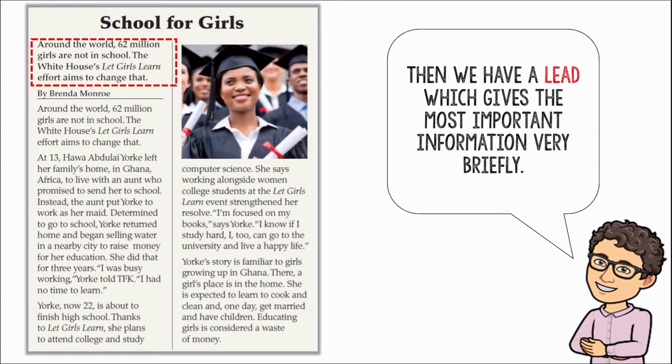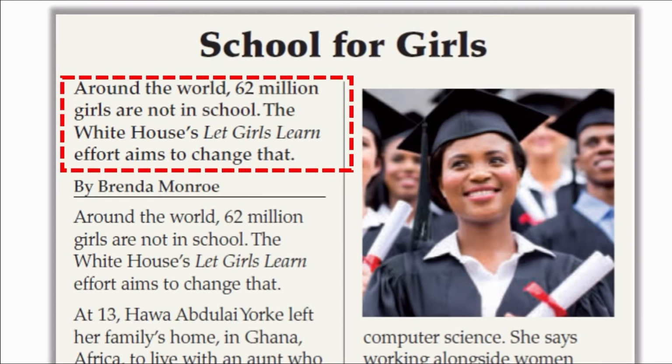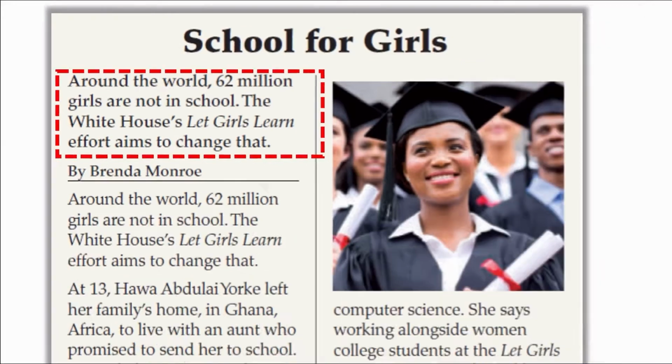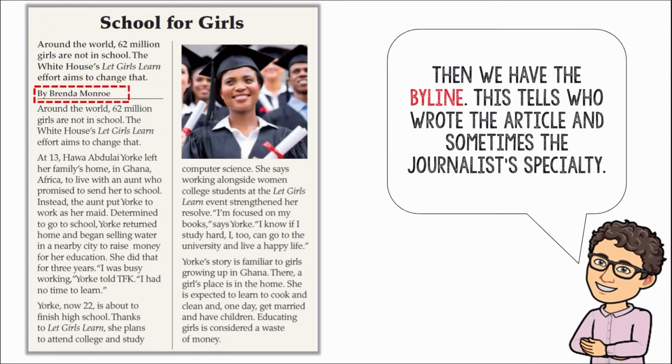Then we have a lead, which gives the most important information very briefly. So here it says, around the world, 62 million girls are not in school. The White House's Let Girls Learn effort aims to change that. And then we have the byline. This tells who wrote the article and sometimes the journalist's specialty. In this case, the article was written by Brenda Monroe.